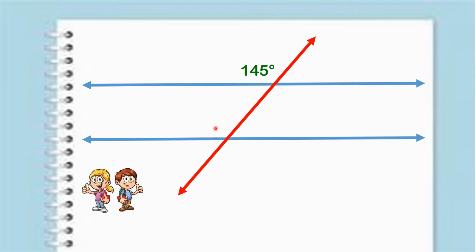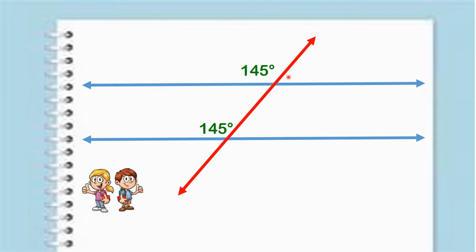So let's start. We have here this angle, which corresponds to this one, am I right? So if this angle here is 145 degrees, this angle measures 145 degrees, since they are congruent, meaning they have equal measures.